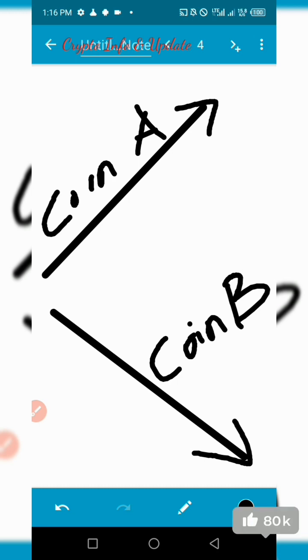So coin A is in an uptrend, coin B is in a downtrend, or coin B is making an uptrend move while coin A is making a downtrend move. Whichever way, provided both of them are in opposite directions. Do you understand? So you buy one while you sell the other one, or you sell one while you buy the other. Okay? Now, follow me as we make progress.